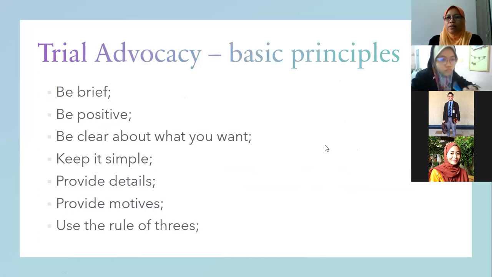Okay, trial advocacy. Dia punya basic principle: be brief. Alright. Be brief ni, generally it applies. Kadang-kadang dia terpakai. But sometimes you need not to be brief. Okay, it depends on the situation. This is basically the general principle, but it cannot be said to apply across the board.